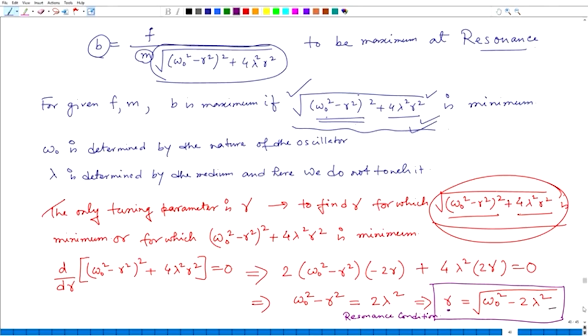Now, if you have a medium where there is no dissipation, then lambda is 0, and the resonance condition simply boils down to gamma equal to omega 0. In physics, that is always a good thing, that you can always check the consistency of your model or of your formula by using appropriate limits. That is exactly the case over here. Okay. Thank you.